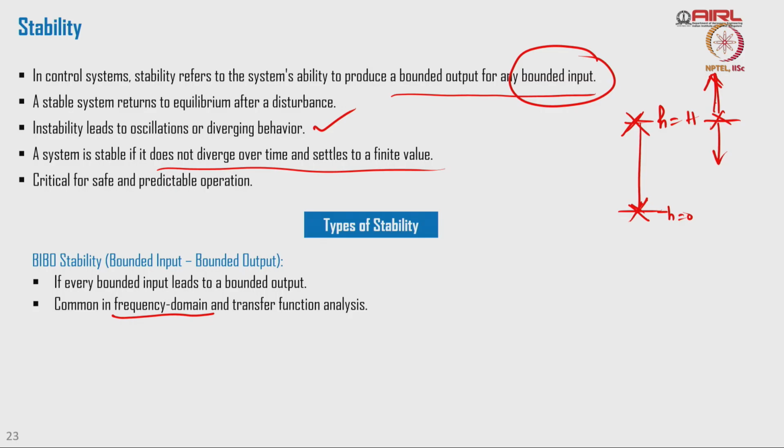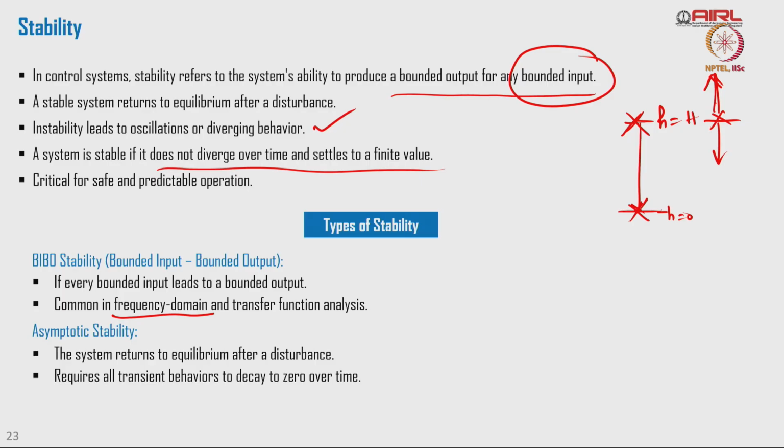There is another stability concept called asymptotic stability, where the system returns to equilibrium after a disturbance. So, in due course of time, the system will come back to its equilibrium position from the disturbed position. It requires transient behavior to decay to 0 over time. It will be clear in the lecture on transient analysis what it means.